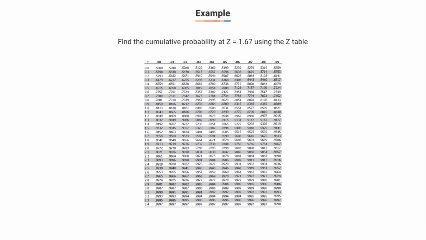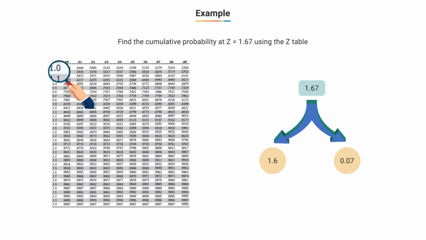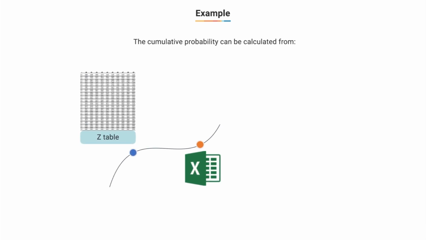For doing that, we'll see the row based on before and after the decimal. So this value 1.67 can be broken into 1.6 and 0.07. Next, we'll search for the row corresponding to 1.6. As you can see, we are there, and we can see the second decimal place in the column. So we'll select the column marked as 0.07. So at the intersection of this row and column, you can find the cumulative probability of z being 1.67, which is 0.9525. This kind of calculation can be easily done from the z table, Excel, and various other programs like R and Python.